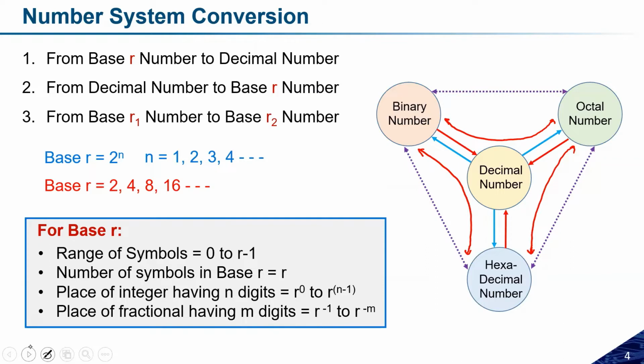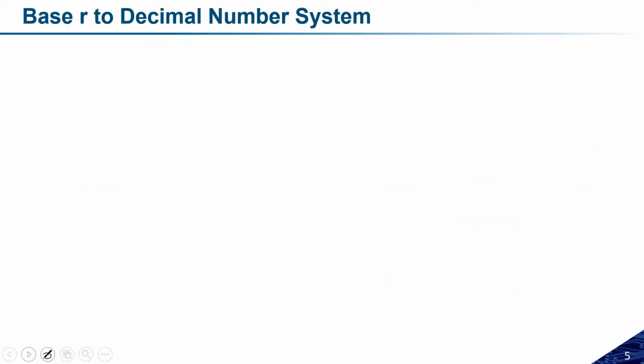So this is all about the fundamentals of number system conversion. Let us start one by one with how we can do that. The first kind is converting from base r to the decimal number system. In this conversion, as I told you, we have to multiply the digit by its base raised to its position weight. This is the simplest formula we can consider for the conversion.